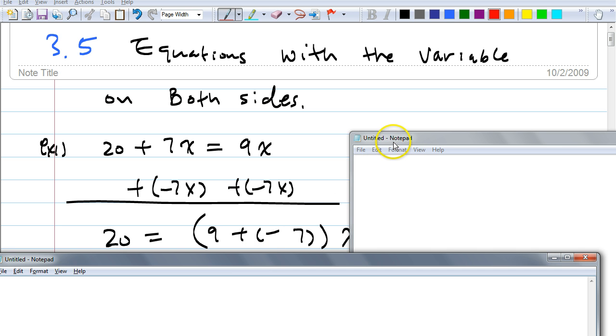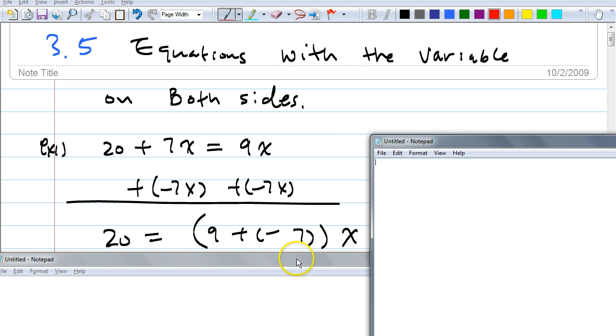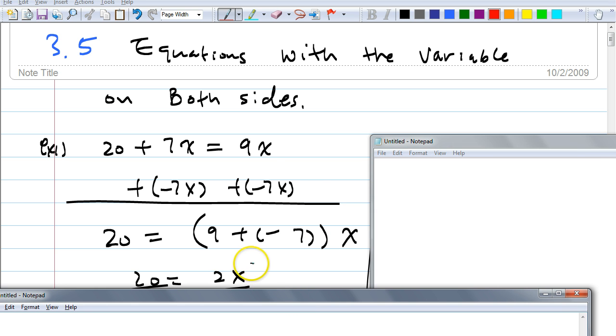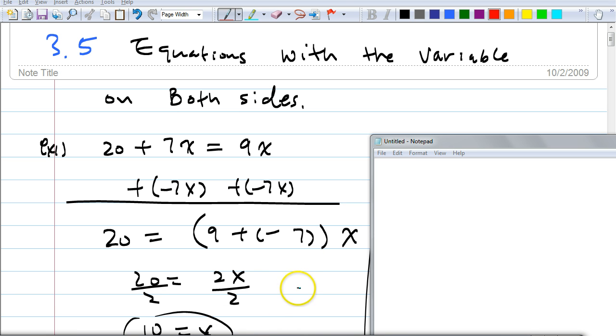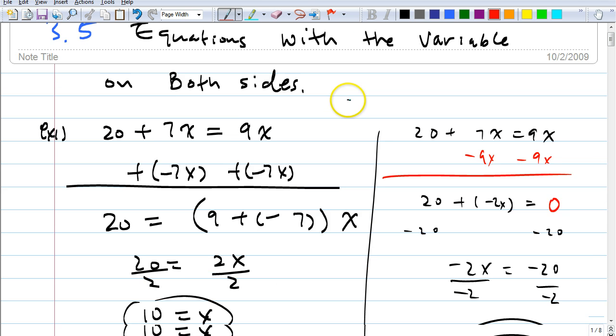So then this is what we get: 20 equals 2x. I even wrote this using the distributive property backwards. You see, 9x plus negative 7x is 2x because it's really 9 plus negative 7, times x. You don't have to write that, I'm just showing you how I got it. You could just put 2x. Then Bella, what do I do next? You divide each side by 2 because you have 2x there. Of course, the answer is, class? 10.